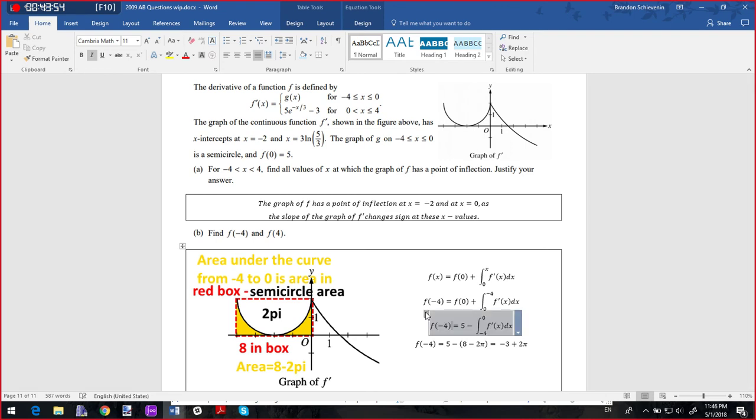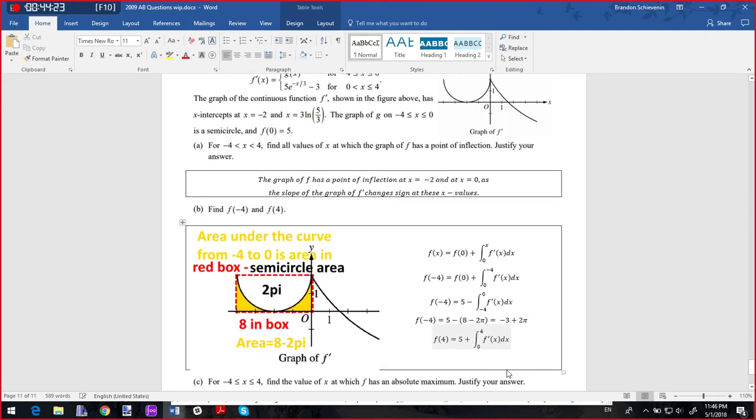Okay, then the next one, we also needed to find f at 4, which is going to be 5 plus the integral from 0 to 4 of f prime of x. Only this time we don't need to find areas using shapes, because we were given a function, so we know the exact function. We can find the area under that. So I'm going to go ahead and integrate this directly.